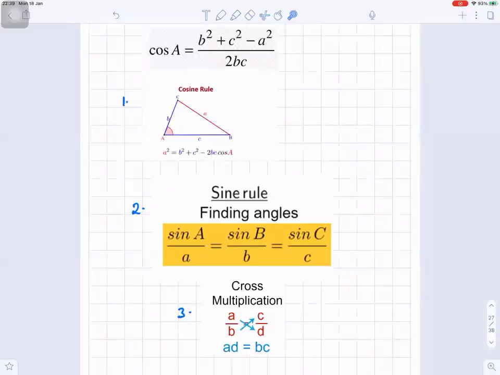We've got 3 formulae here that we're going to use to do this question. First one is the cosine rule. The cosine of the angle is given by b squared plus c squared minus a squared over 2bc. We can use this cosine formula for a triangle. We're also going to use the sine rule, and we'll pick 2 of them and use them together. And we use this idea of cross multiplying: a times d is equal to b times c. So you need to remember those things because we're going to be using them to do the question.